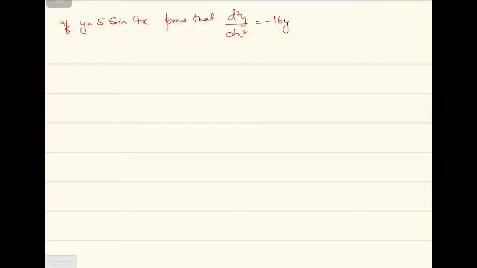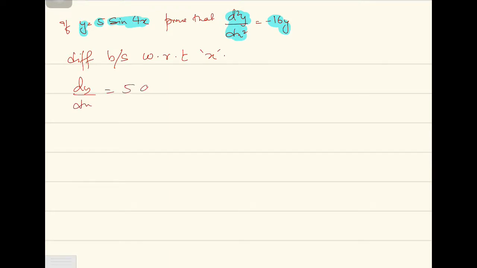Okay, according to the sum, it says if y equals 5 sine 4x, you need to prove double differentiation of this function is minus 16 of y. Ultimately, it will become minus 16y. So let us start, everyone. So differentiating both sides with respect to x. You know it, the first order differentiation. This will become dy by dx.